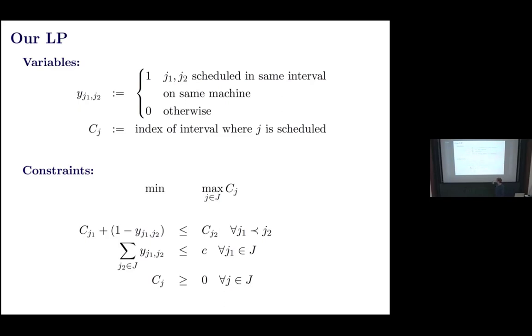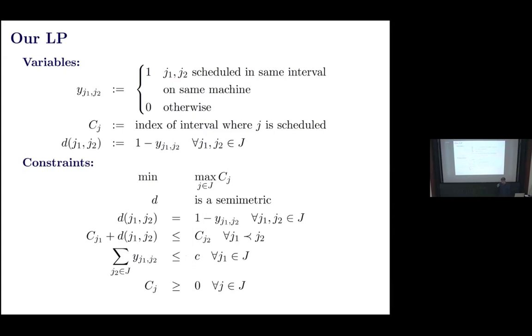LPs of this form were actually around in the literature, and something similar was also used in earlier approximations. But they're not quite good enough for the polylog factors, and this is sort of the way you fix them. You basically have the complement of your decision variable. You have some variable d dependent on jobs J1 and J2, so it's just one minus, well, do you want to schedule them on the same machine?